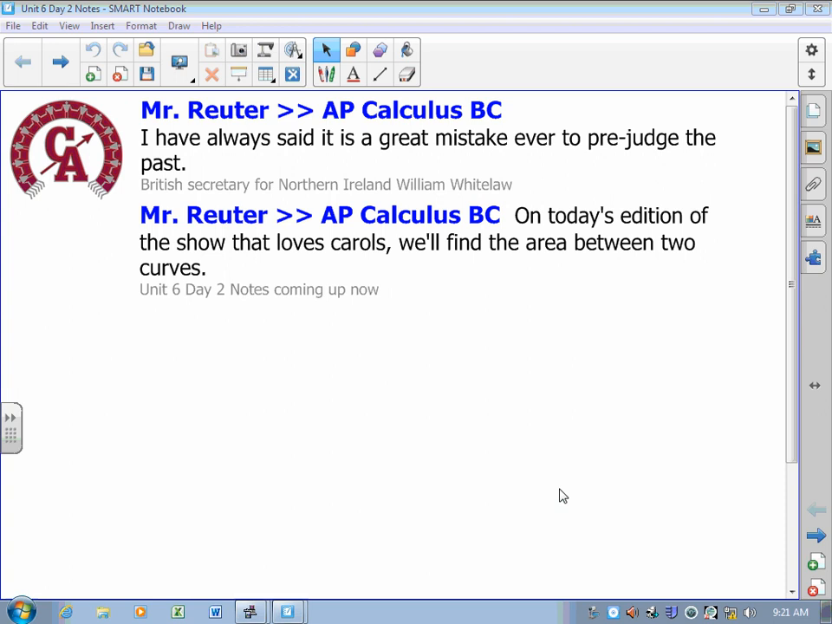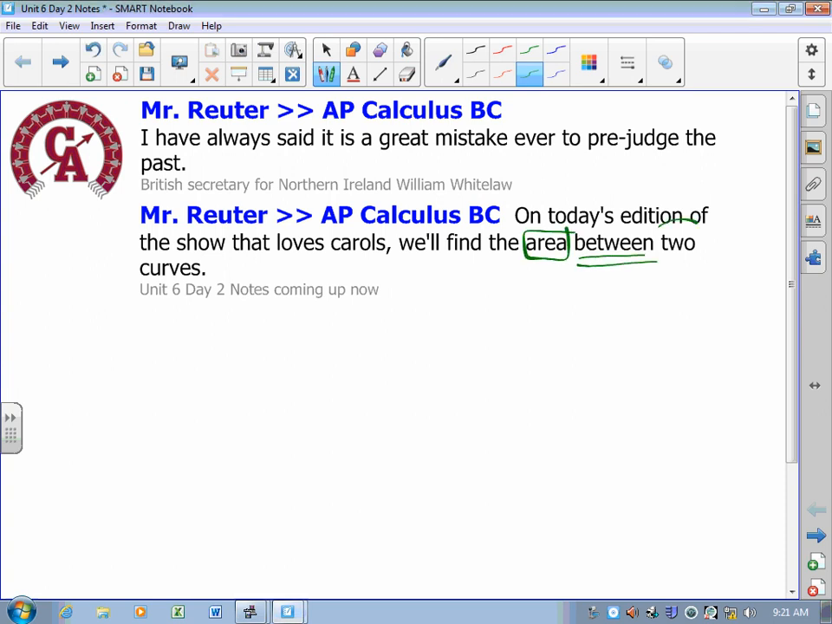Okie dokie, friends. Time now for a lesson on area between two curves. We have used the integral to find the area between one curve and the x-axis. On today's show, area between two curves. What happens when one curve is on top, another is below, and we're looking for the area between them? So let's talk about what we mean by that. I want to do it from a theoretical standpoint and then from a practical standpoint.